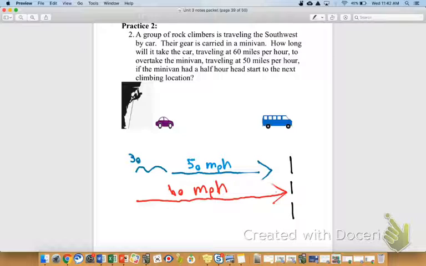So I like your blue arrow. I like your red arrow. I think those make a lot of sense. But I would just do a little bit of different labeling. I would call this right here distance of van, and I would call this distance of car. So you're visualizing this really, really well. I would just have you label it a little differently. And then what about the 30?